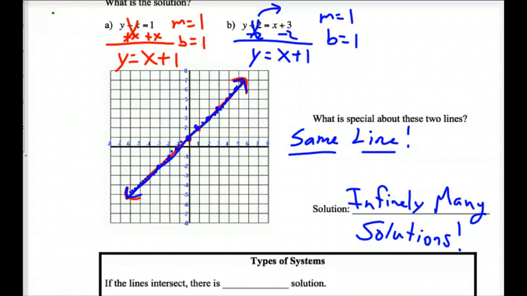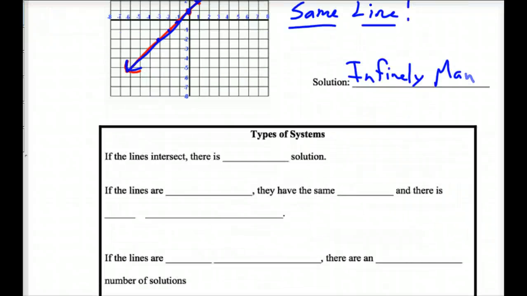I can just put infinite solutions. I think I would probably accept that. Yeah, infinite solutions, because there are an infinite amount of solutions. So I get what you're saying. All right, let's wrap all this up.